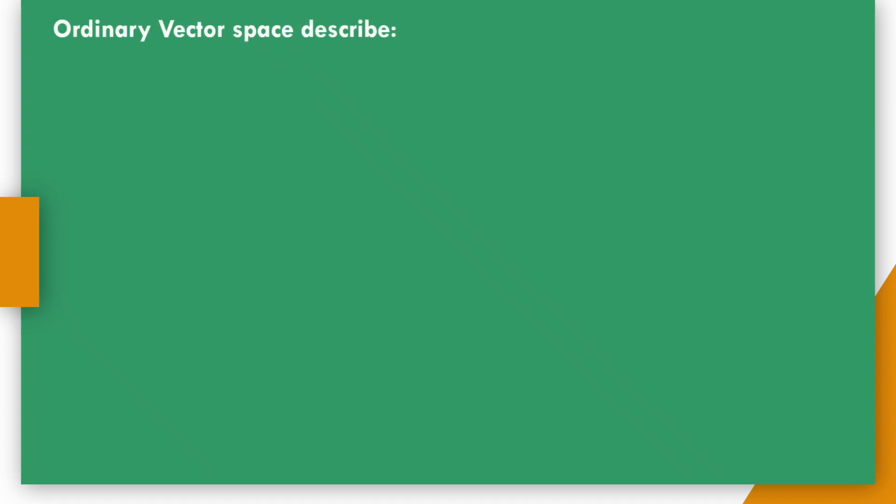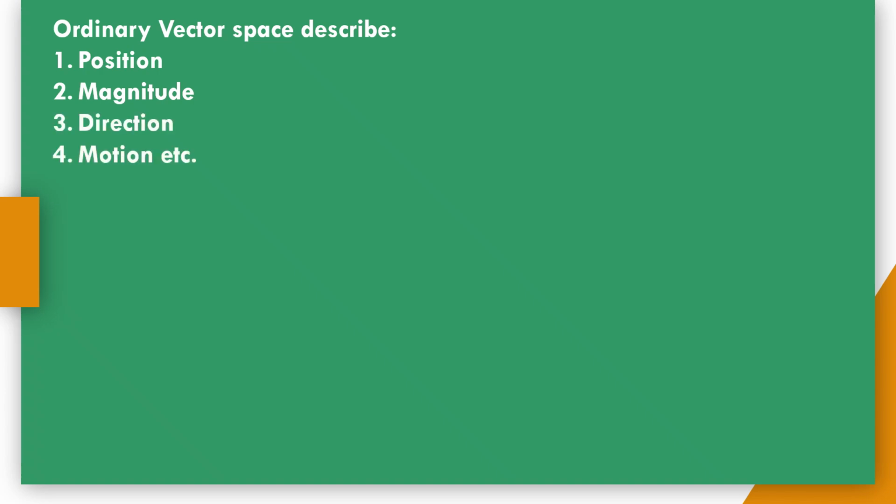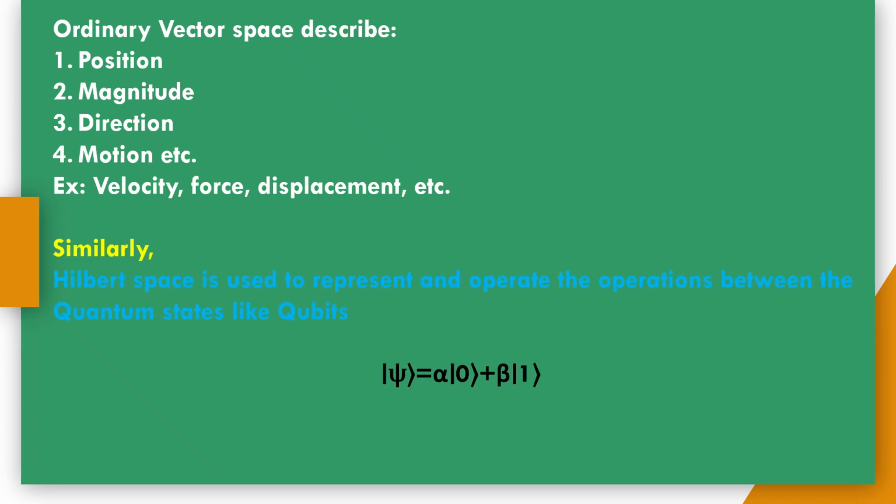Coming to the ordinary vector space, we can define or locate the position. We can even measure the magnitude, the square root of i component squared plus j component squared. We can measure direction and motion, that is, parameters like velocity, and we can get quantities like force and displacement, because all these parameters depend on direction.